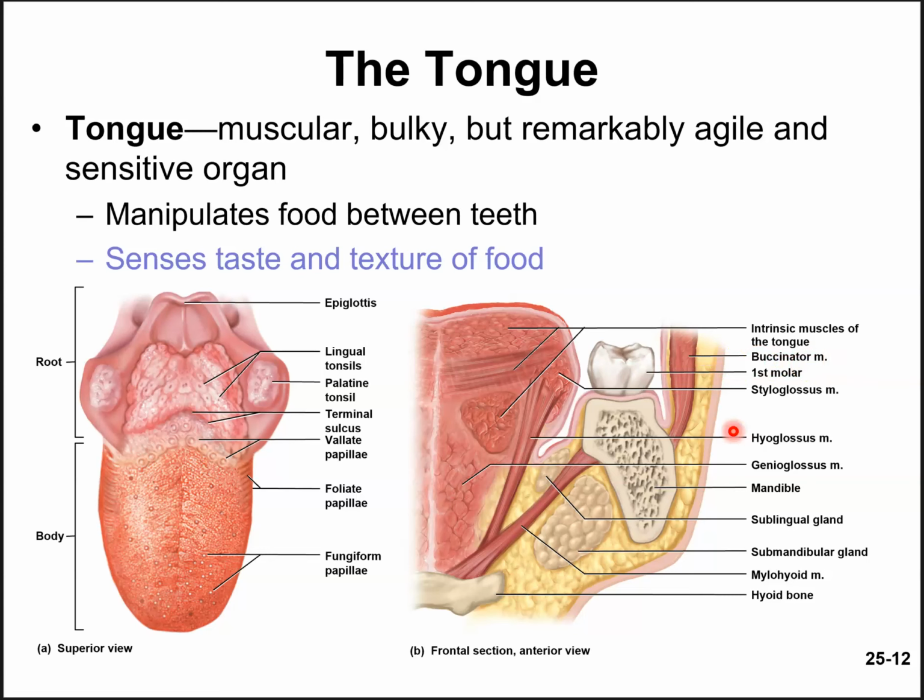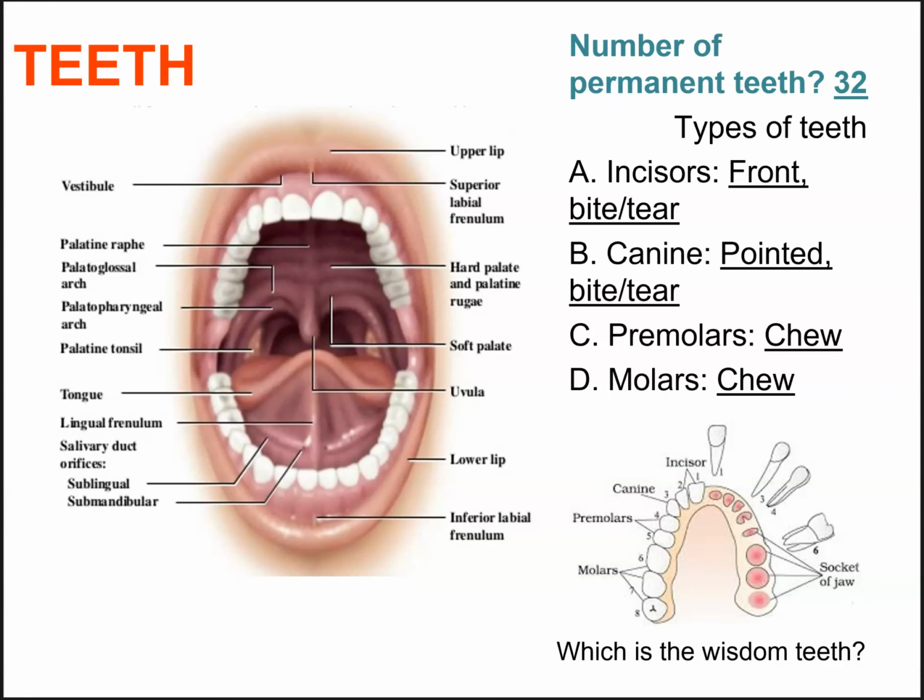And the next portion of the mouth is the teeth. Now we have 32 teeth. We have incisors in the front that help in biting and tearing. And then you have the canines, the pointed teeth that help in tearing food. And then you have the premolars, which help in chewing, and the molars that help in chewing. Now, in babies, there are only 20 teeth.